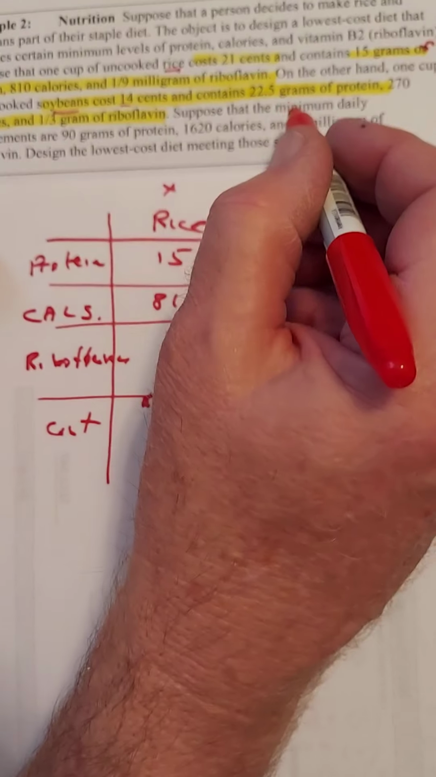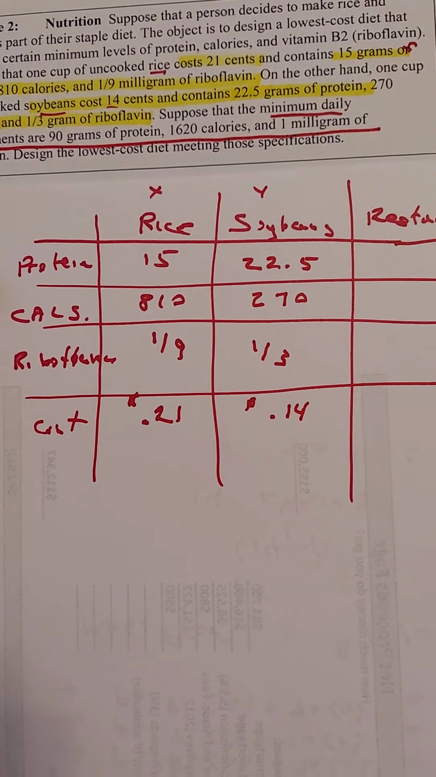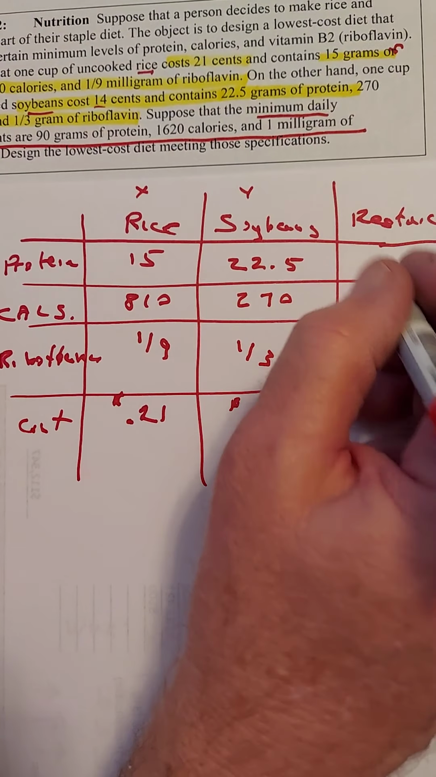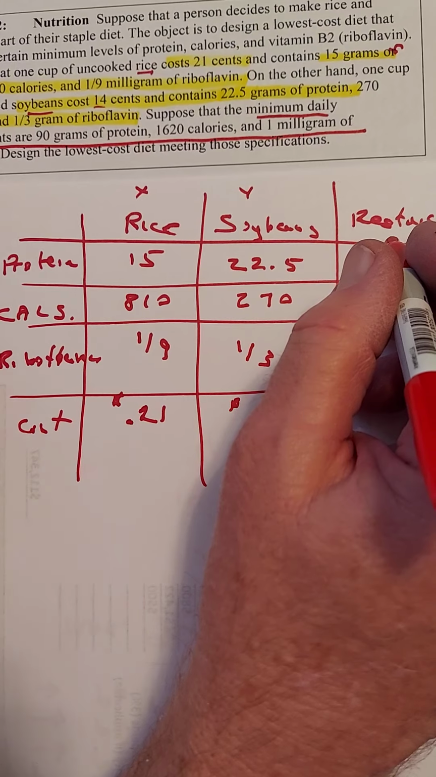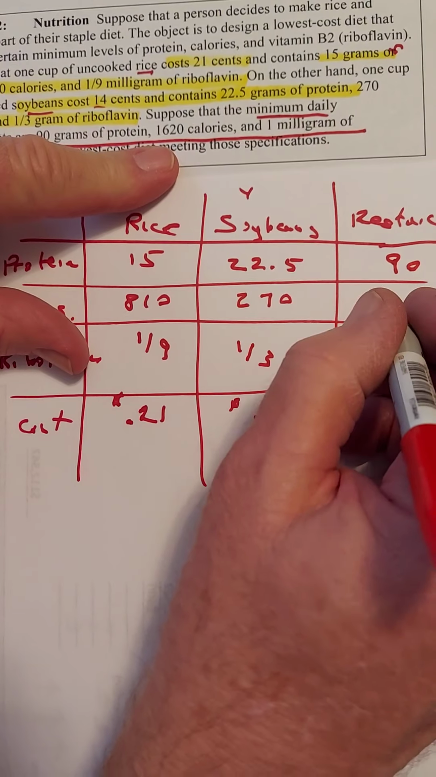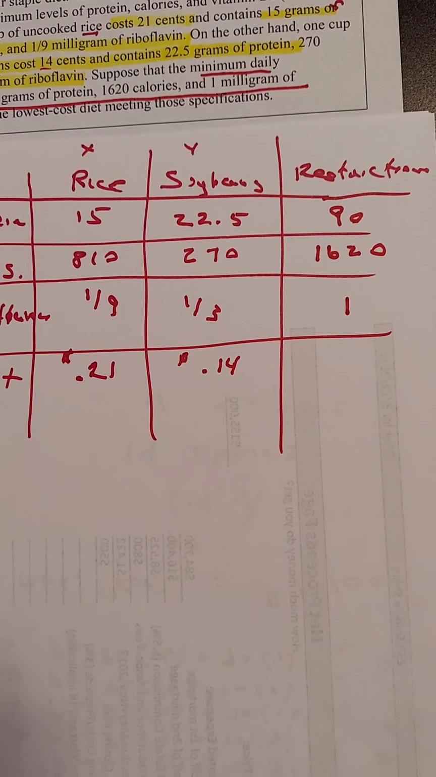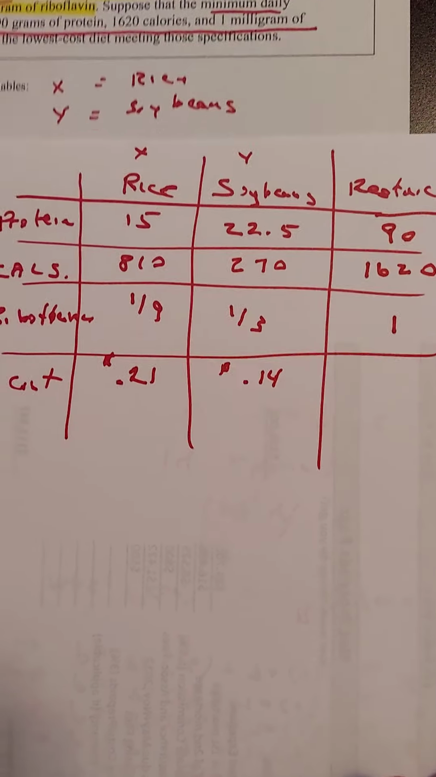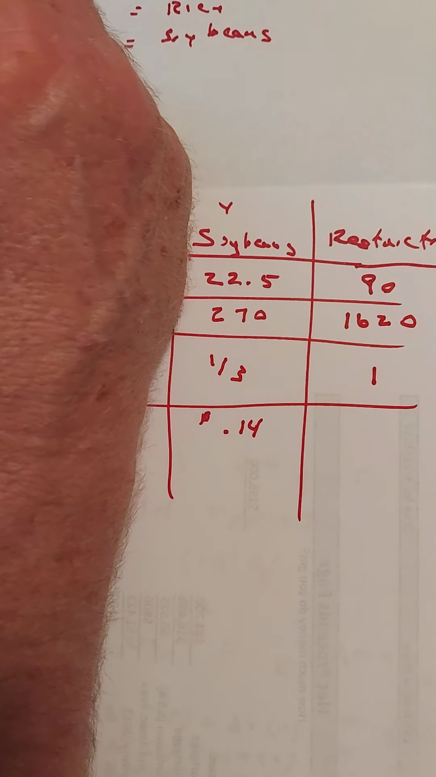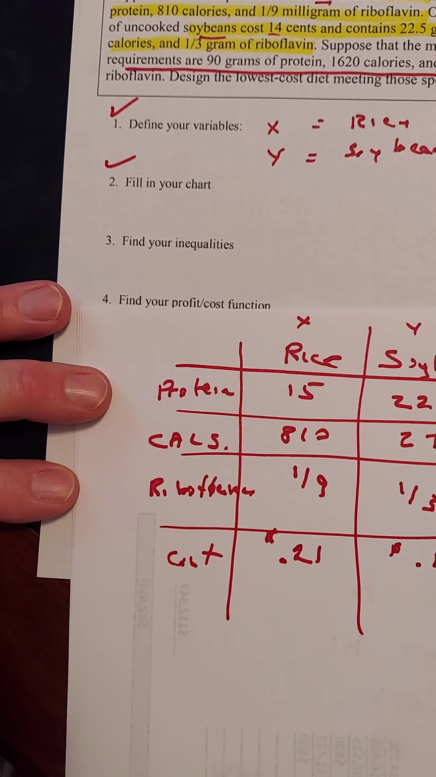And then the last thing is my minimum daily requirements. Those are my restrictions. I have a minimum. I've got to hit this right here. So this has to be 90. This has to be 1,620. And that's got to be 1. Okay, so now go back to here. We defined the variables. We got our chart. So I'm doing it off screen there.